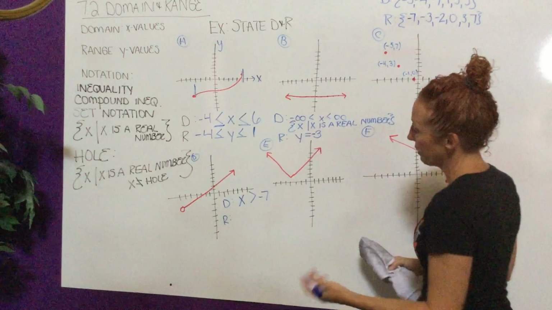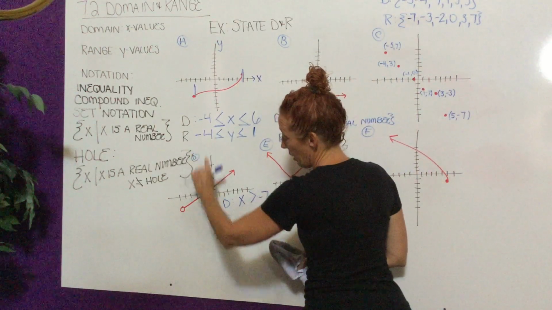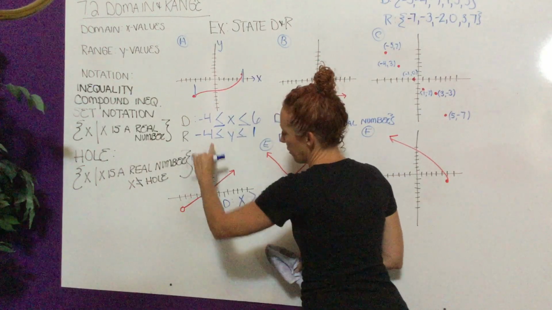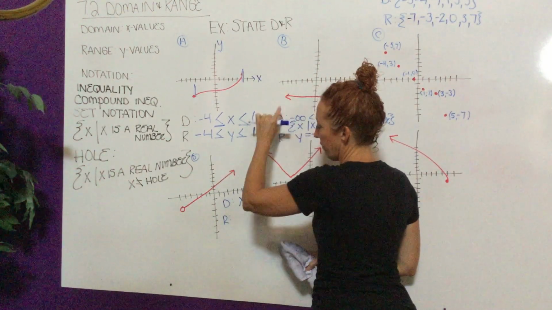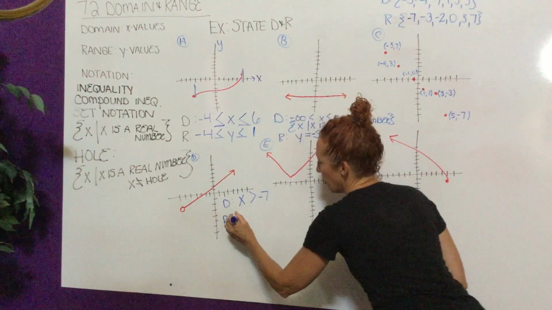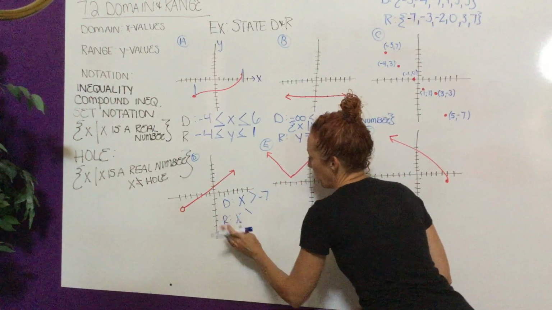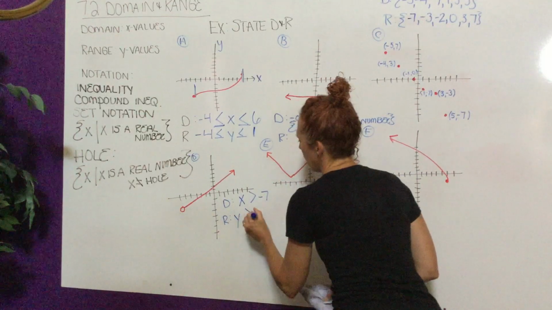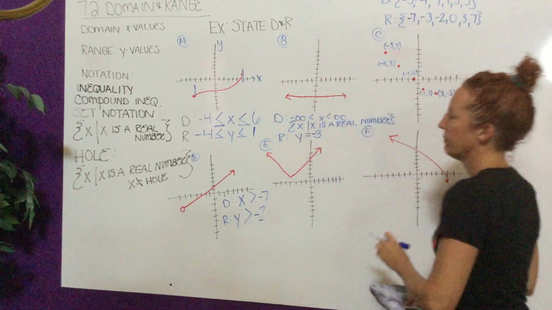All right, the range, similar, not exact, low to high. Where are we? We're at about negative 2. So negative 2, and then we rise, and as this graph goes forever, so does our range. So y is greater than negative 2.